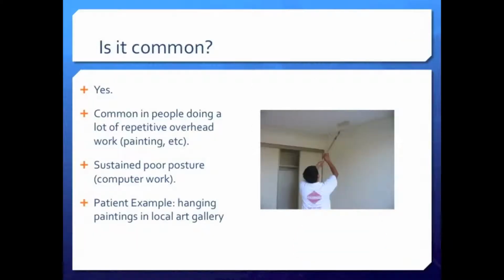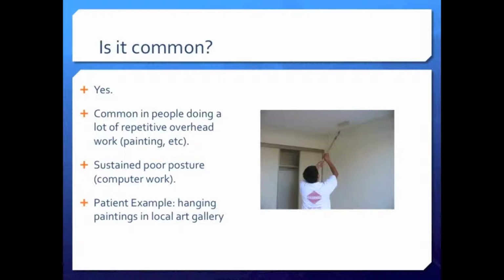It is very common. It's one of the leading causes of shoulder pain in the average population. It's very common in people that do a lot of repetitive activity, and especially repetitive activity overhead. So painting, like the guy in the picture, has both arms reaching overhead to paint the ceiling. People that do a lot of this, especially for a job, are at a much higher risk for developing shoulder impingement.